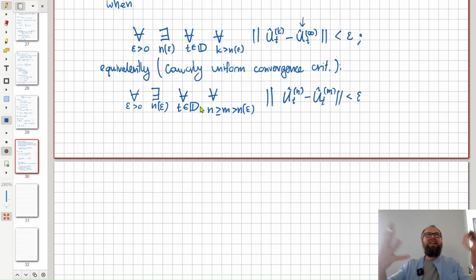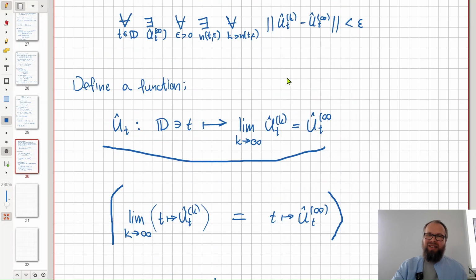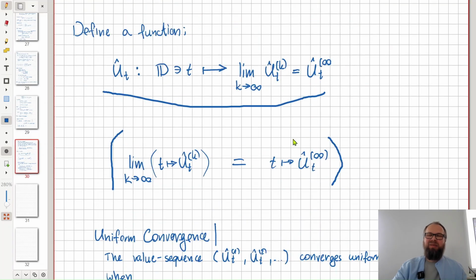So now, in this case of uniform convergence, we are no longer held back by this yuckiness, and we can actually say that our function sequence converges to this limit function.